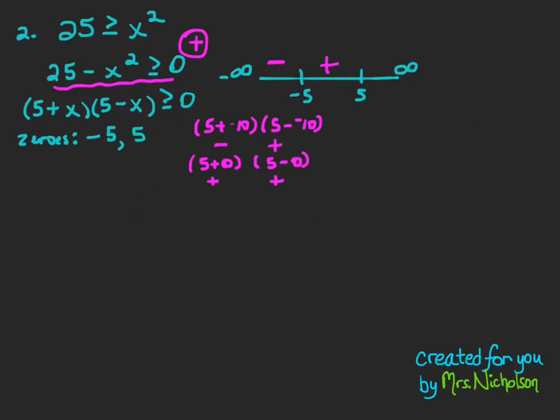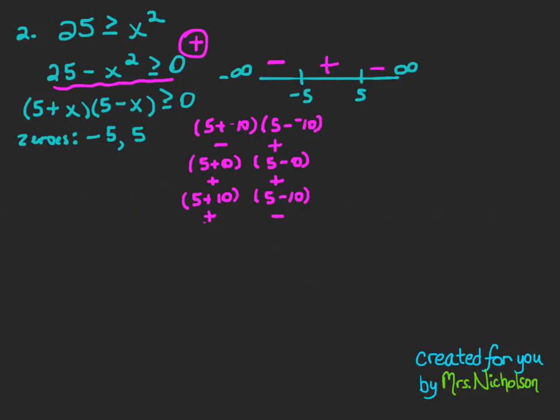And finally, in my last interval, between 5 and infinity, I'm going to pick the number 10. And if I substitute in 10 in my first factor, I get a positive answer. If I substitute 10 into my second factor, I get a negative number. And positive times negative is negative.